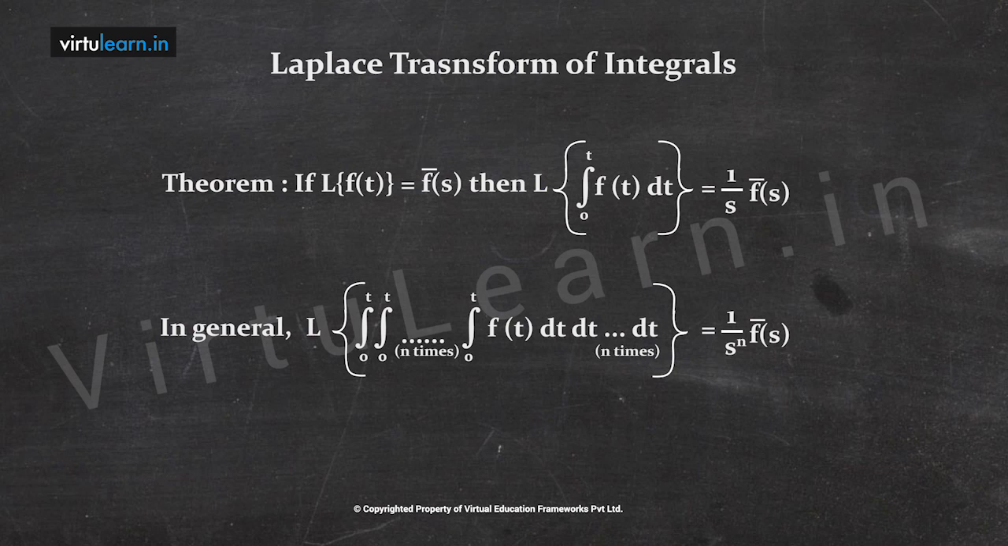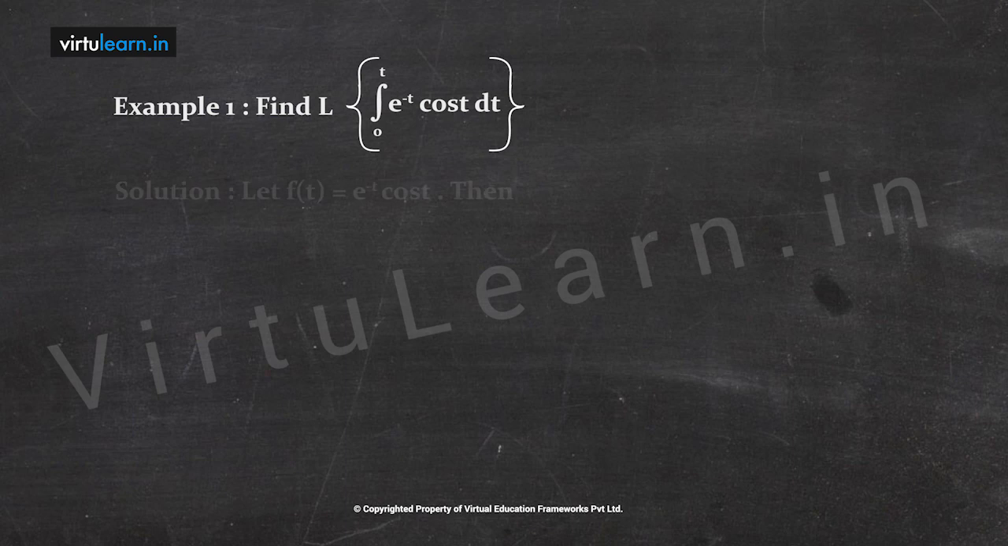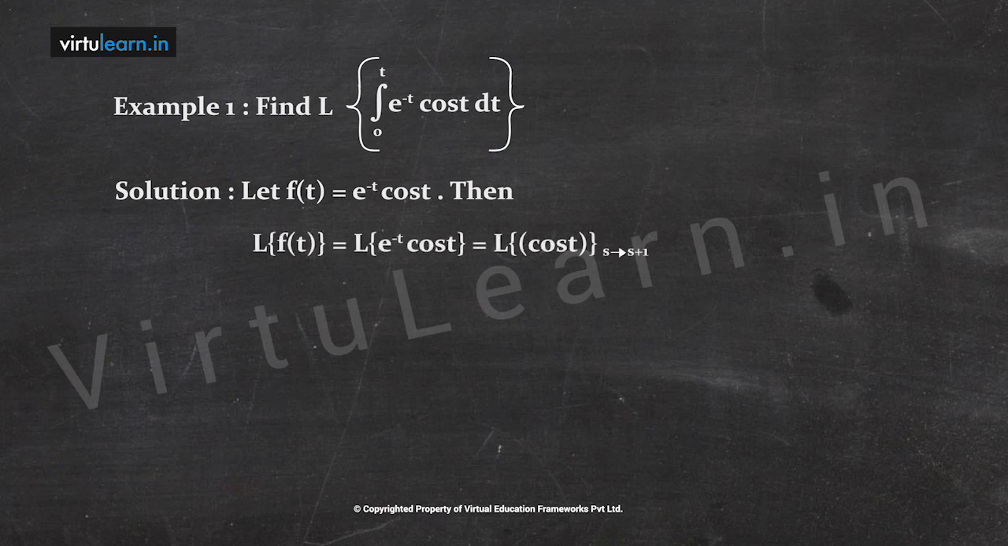Then let me solve some problems. Find the Laplace transform of the integral from 0 to t of e power minus t cos t dt. Observe this one. The limits are 0 to t, which means we can apply the concept of Laplace transform of integrals. According to that formula, let f of t equal e power minus t cos t. Then the Laplace transform of f of t equals the Laplace transform of e power minus t cos t.